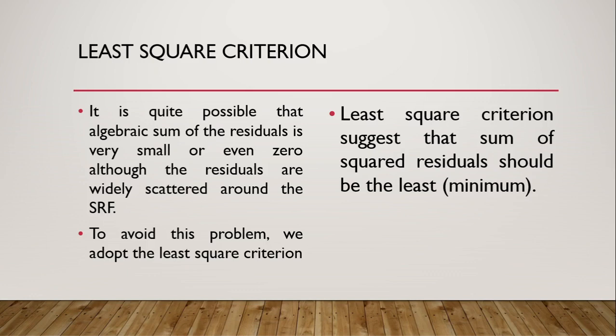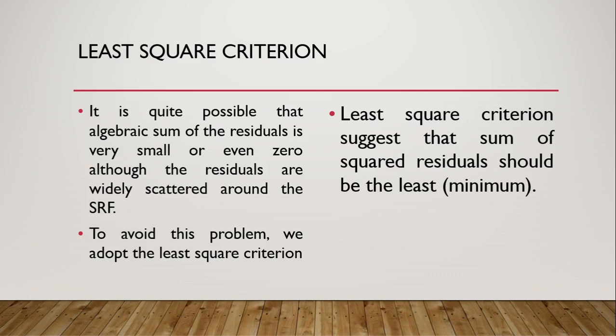Here, rather than trying to minimize the sum of the residuals, we are trying to minimize the sum of the squared residuals. We square the residuals and add the squares of the residuals together. Then all negative u values become positive when we square those terms, and the sum will not be 0. So in order to avoid the problem, we are using the least square criterion, or we are applying the principle of ordinary least squares.